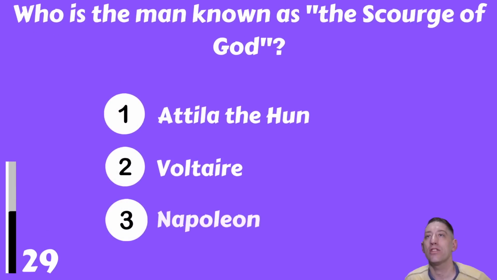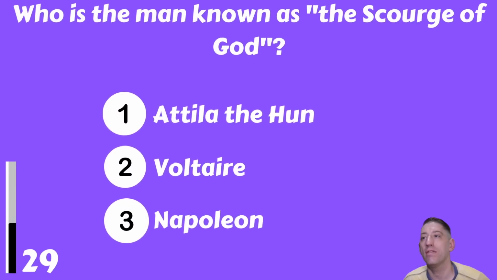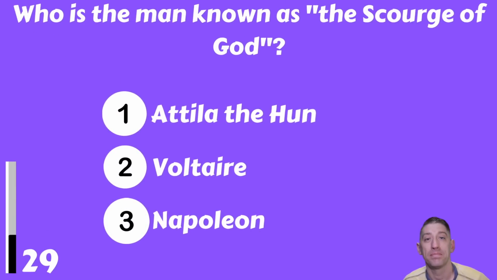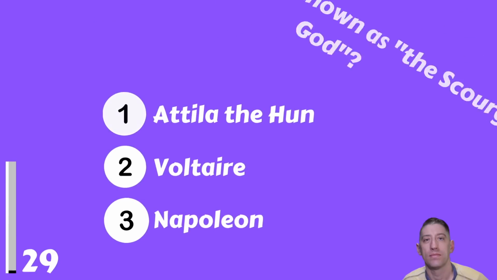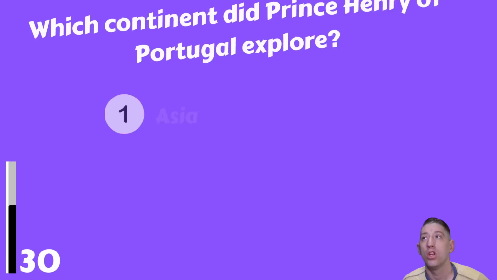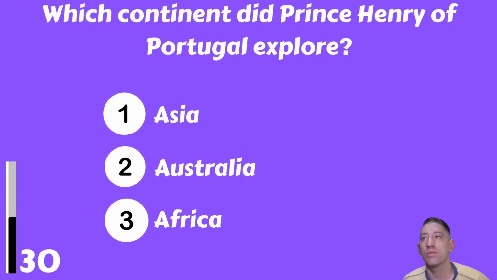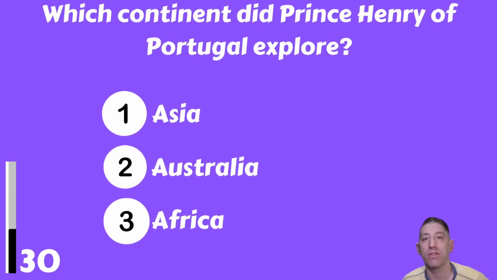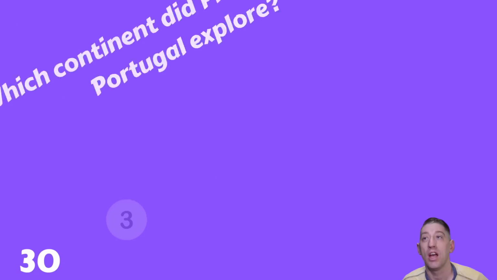Who is the man known as the Scourge of God? Attila the Hun, Voltaire, or Napoleon? Attila the Hun. Which continent did Prince Henry of Portugal explore? Asia, Australia, or Africa? Africa.